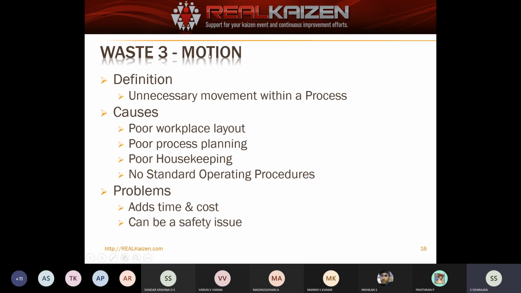The third wastage is motion. Within a process, I think we discussed time and motion study in detail. We have to analyze and find out how to do the process in a lesser time, and for that, we have to study the motion. Unnecessary motion should be avoided. So there is something called time and motion study. Here also, unnecessarily cost and time is a problem.